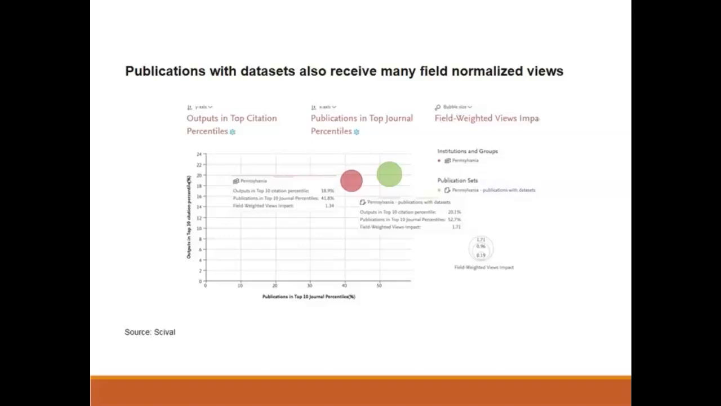Now, what this is intended to imply is that if we normalize the number of views of all publications across all subject areas to account for discipline-specific behavior, we do see that publications with data sets get more attention.